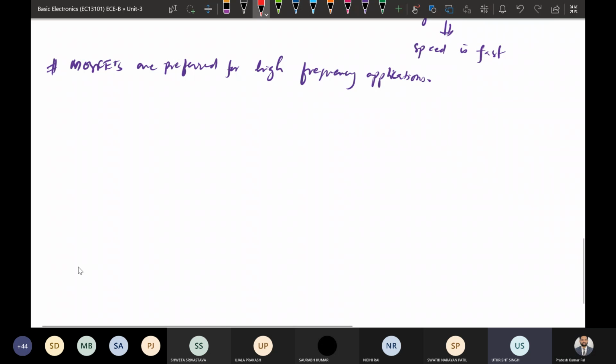Okay, so these are the basics of MOSFET in comparison to BJT and JFETs. Next, we will now differentiate between the depletion and enhancement MOSFET. Okay, so here, depletion MOSFET.